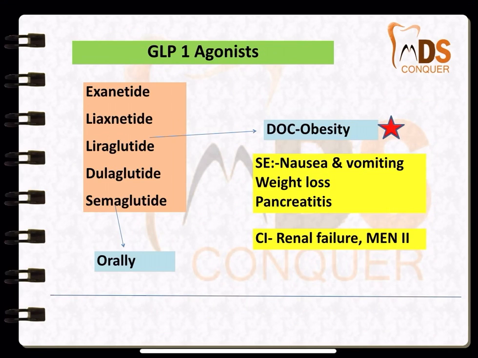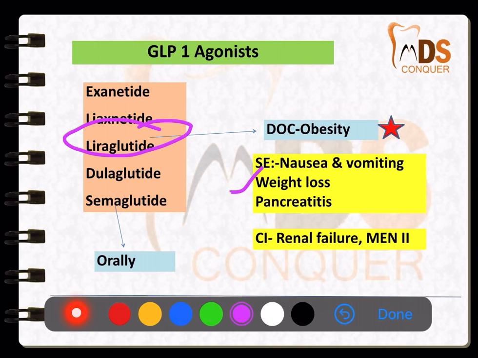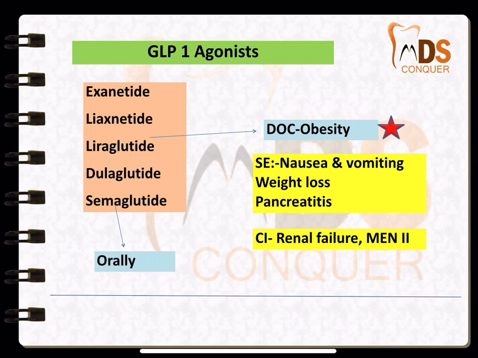Next, the GLP-1 agonists. All the tides come under that, and the drug of choice for obesity is liraglutide. Its side effects are nausea and vomiting, and it causes weight loss, so that is the reason it can be given as the drug of choice. Another side effect is pancreatitis, and it is contraindicated in renal failure again.